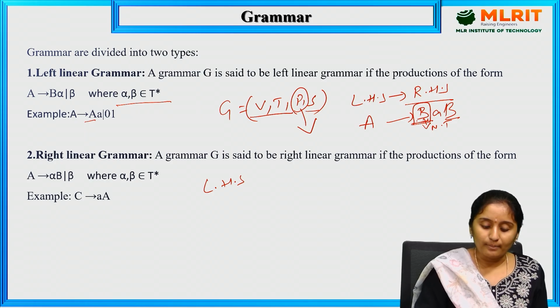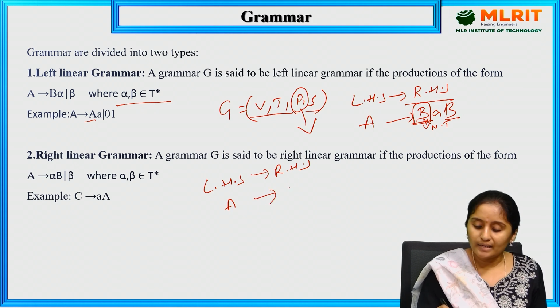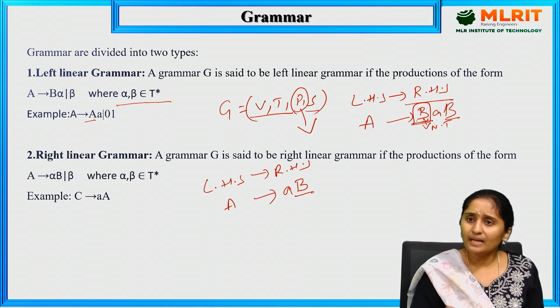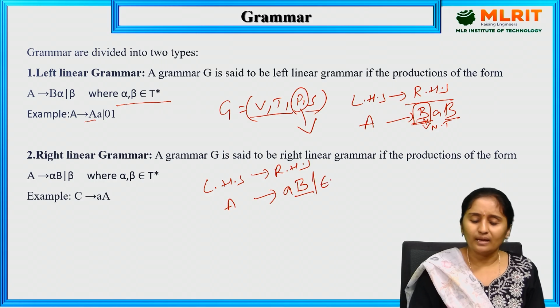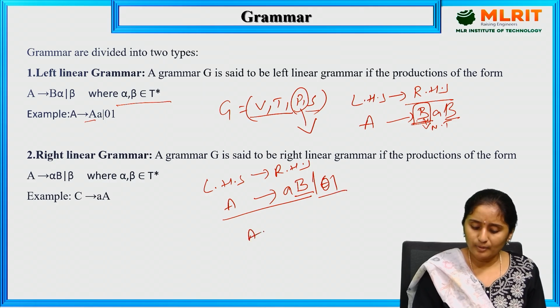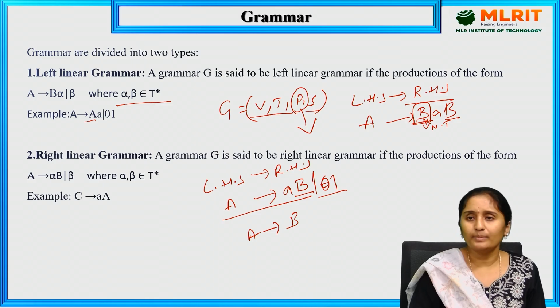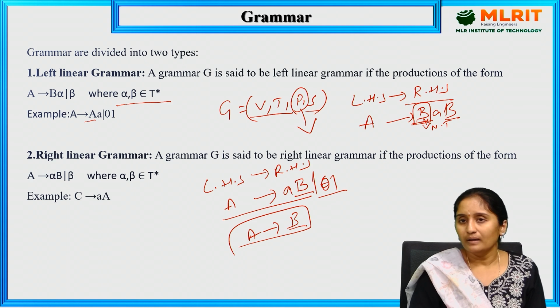In the right linear grammar, if the LHS produces RHS, the LHS consists of only one non-terminal, which can be any letter. A produces, and in the RHS the non-terminal should be present at the right side. In the RHS, the last character should be a non-terminal or epsilon. We can have anything, or we can also have 0, 1. A produces AB and A produces 0, 1. So this is also accepted. A produces B. Is it a right linear grammar? Yes, it is, because I am going to have only one thing, a non-terminal.